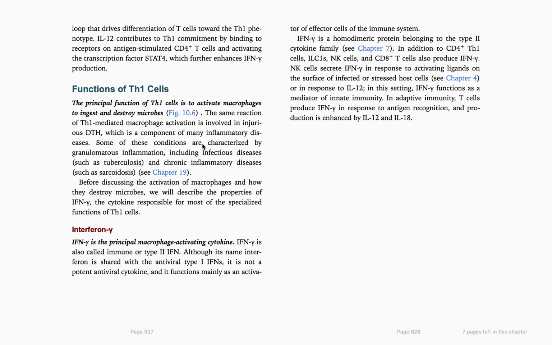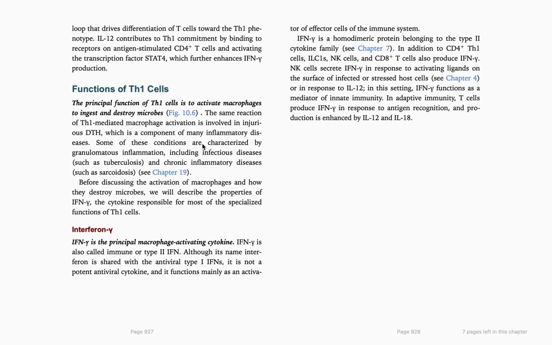Function of T helper 1 cells. The principal function of T helper 1 cells is to activate macrophages to ingest and destroy microbes. The same reaction of T helper 1 mediated macrophage activation is involved in injuries of delayed-type hypersensitivity, which are a component of many inflammatory diseases. Some of these conditions are characterized by granulomatous inflammation, including infectious diseases such as tuberculosis and chronic inflammatory diseases such as sarcoidosis. Before discussing the activation of macrophages and how they destroy microbes, we will describe the properties of interferon gamma, the cytokine responsible for the most specialized function of T helper 1 cells.